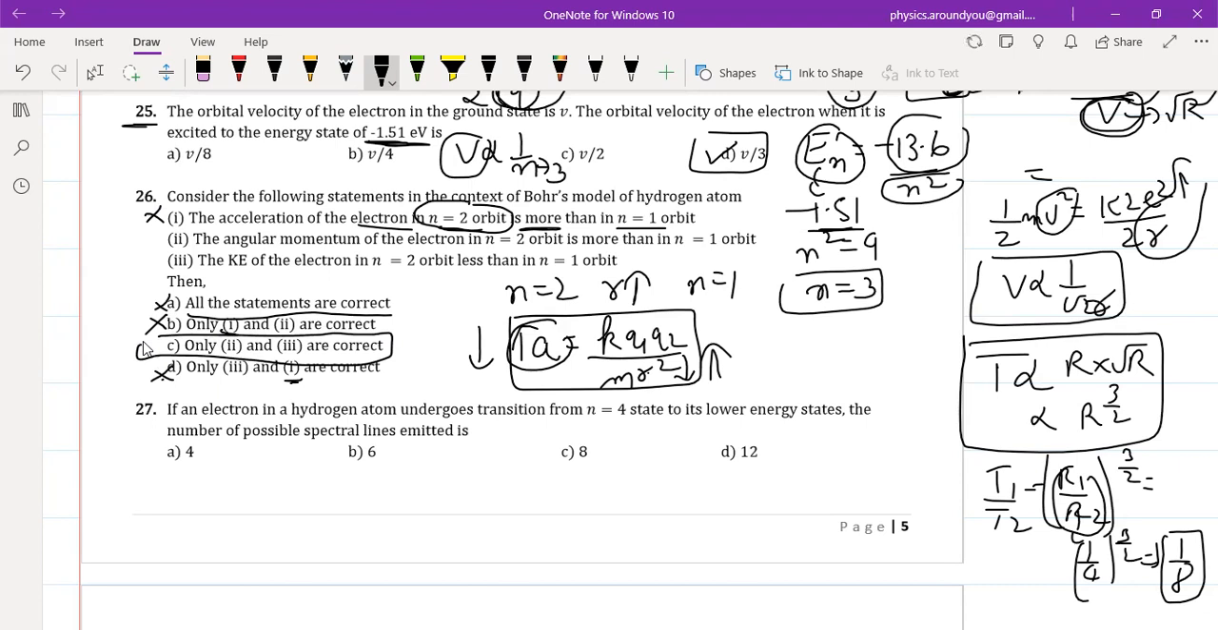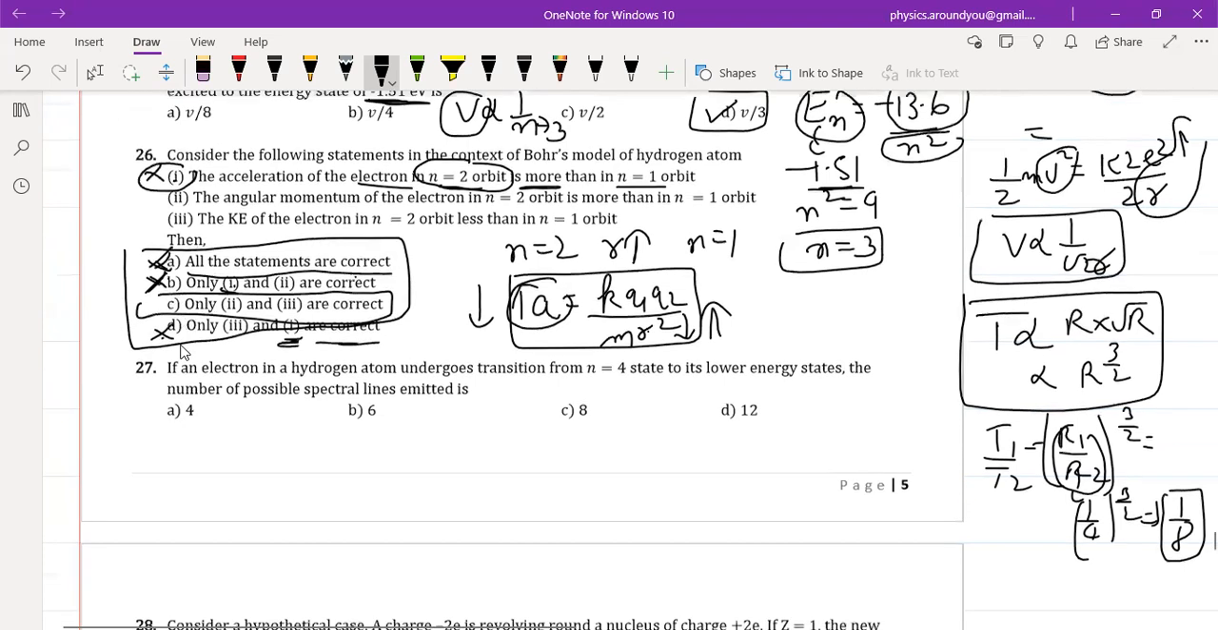We didn't even bother to check the second and third statements, just with the help of the first statement getting eliminated, which means the acceleration of the electron in n equal to 2 is less than in n equal to 1. Since we proved this wrong, we used common sense to eliminate options among A, B, C, and D. Since 1 is wrong, all statements cannot be correct. In B, they have told 1 is correct, so B is wrong. They have told 1 is correct here also, therefore D is wrong. The only remaining option is C. So 26 goes with C.